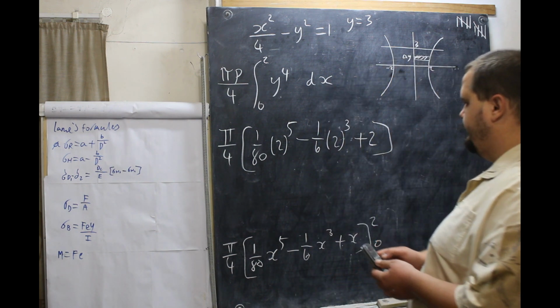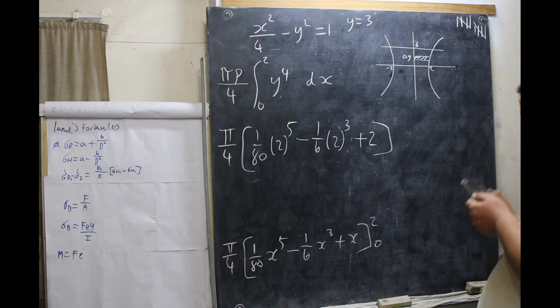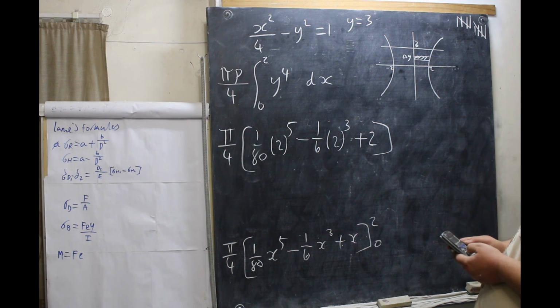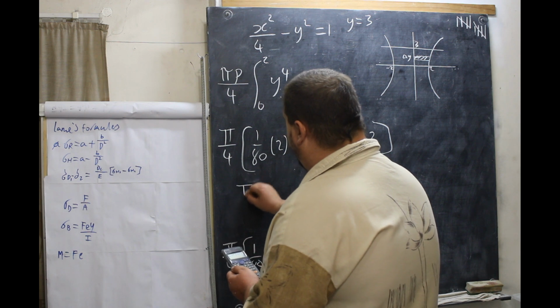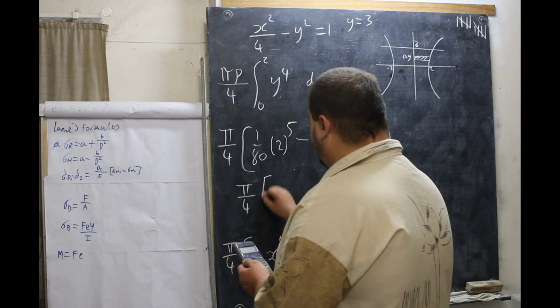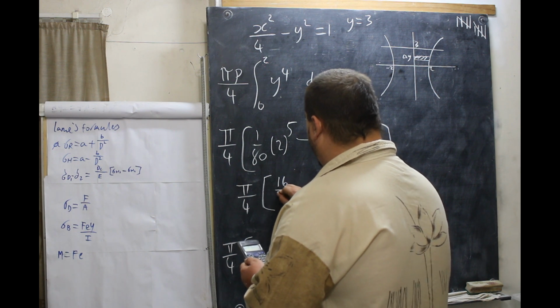And this gives us 1 over 80 times 2 to the power 5 minus 1/6 times 2 to the power 3 plus 2. Then we are left with pi over 4 times 16 over 15.